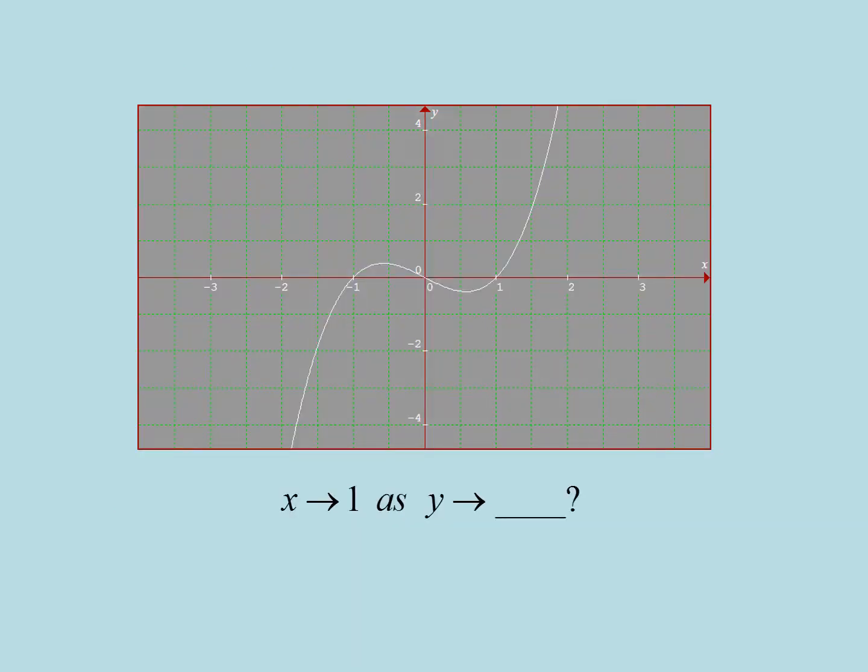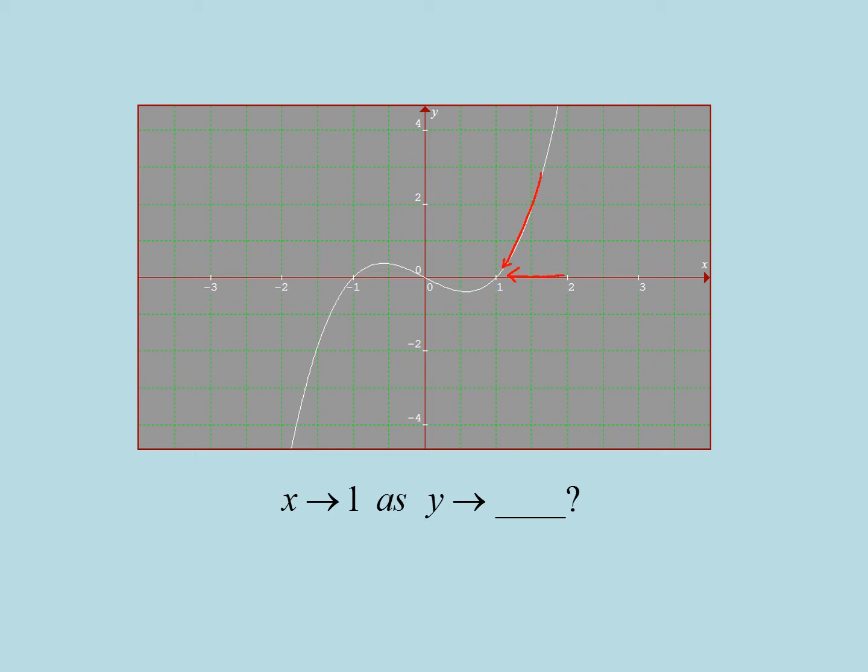This could also be written as, here's another graph. Let's do the same analysis. X approaches 1 as y approaches what? As the values of x approach 1 from the right side of 1, let's take a look at those y values. Those y values are coming down and approaching this value here.